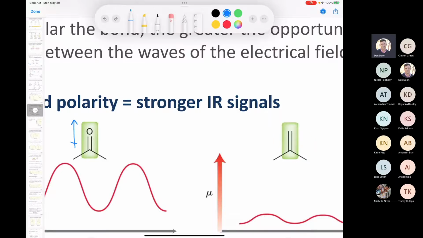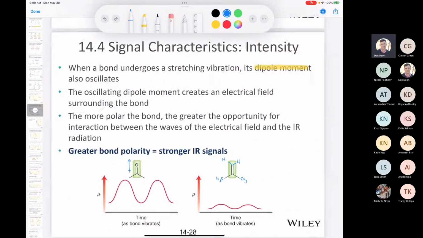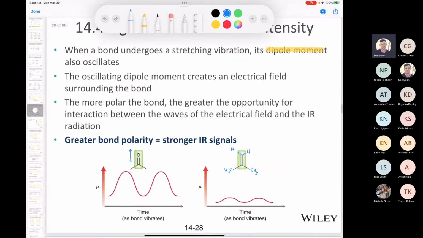However, since this carbon has two hydrogens on it, and this carbon has two methyls, they're in a little bit different of an environment. So there's a small dipole there. But the bottom line is that this is a highly polar bond, and this is a pretty weakly polar bond. Well, let's check out how that affects the absorption.